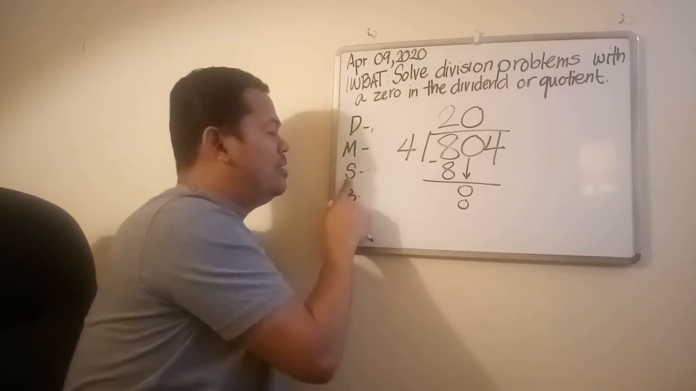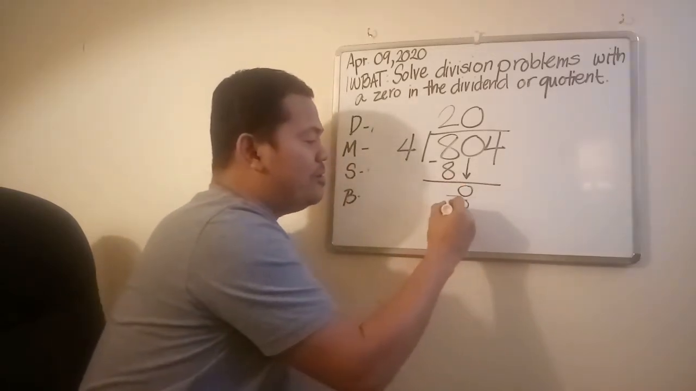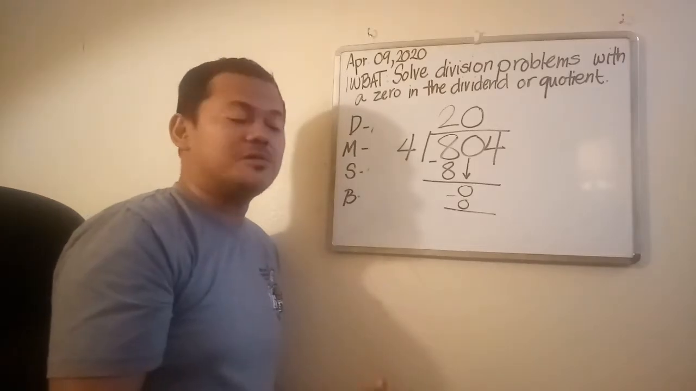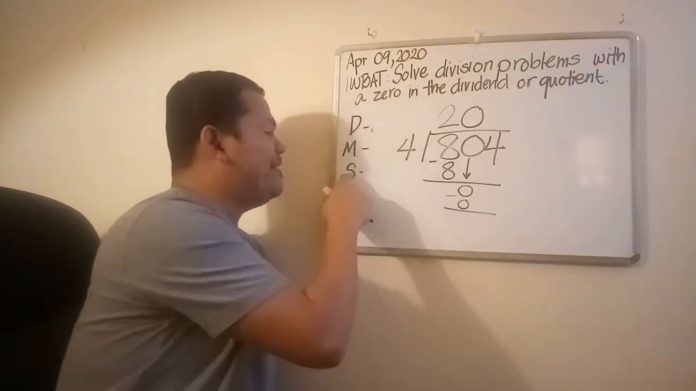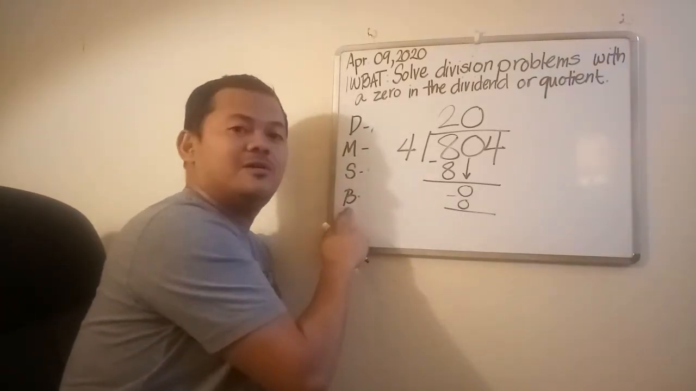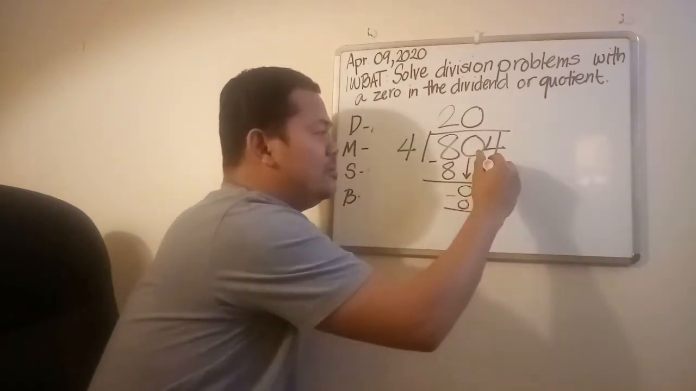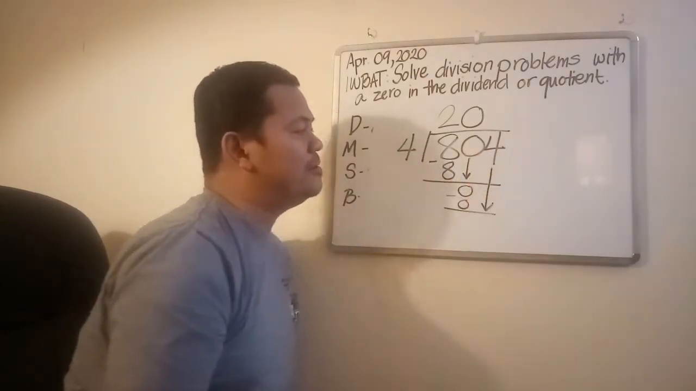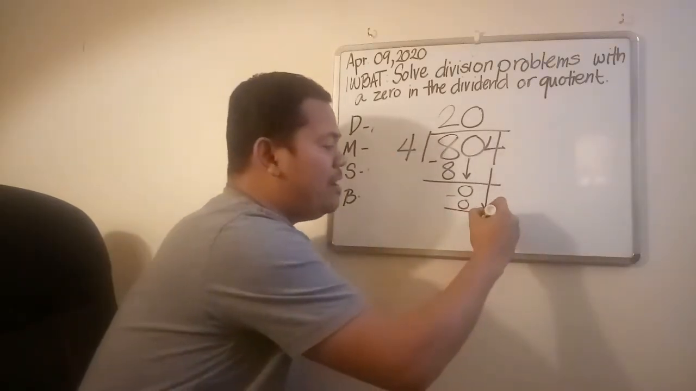It's subtract. We are going to subtract 0 minus 0. So 0 minus 0, how much? 0. So no need to write there. Then, after we subtract, what's next? We bring down. What's the number next to our 0? It's 4. So we will bring it down. Now we're going to bring down 4.